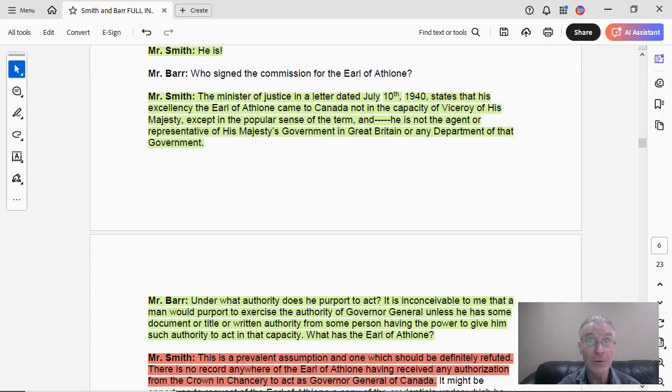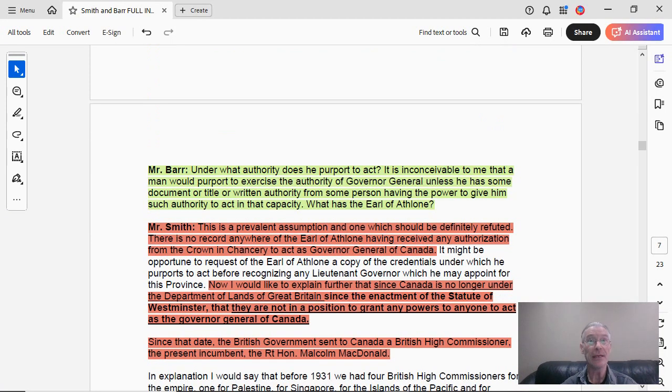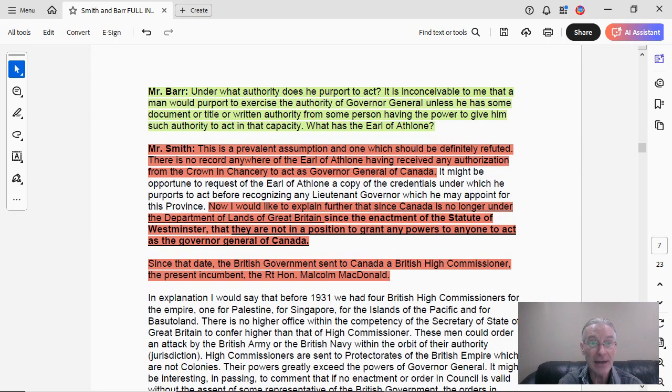1940, after the passing of the Statute of Westminster, because they no longer had authority. The Crown and Chancery had no more legal title to Canada, the land in Canada, the provinces.